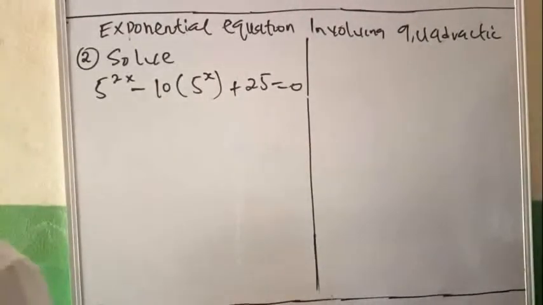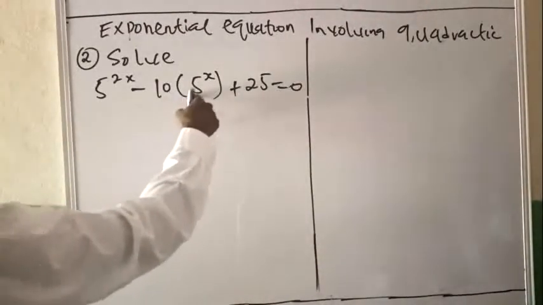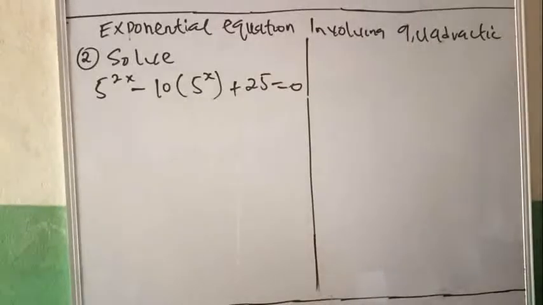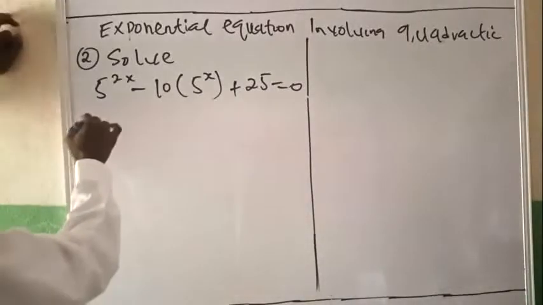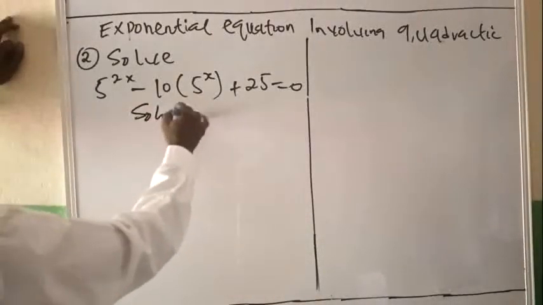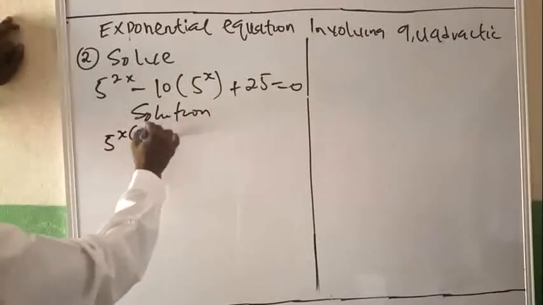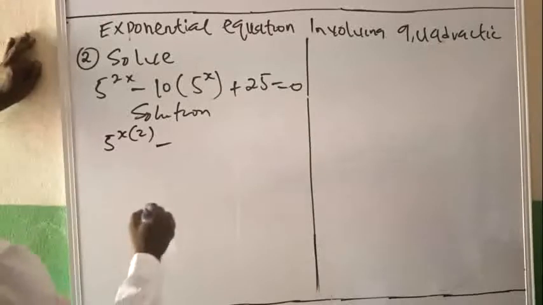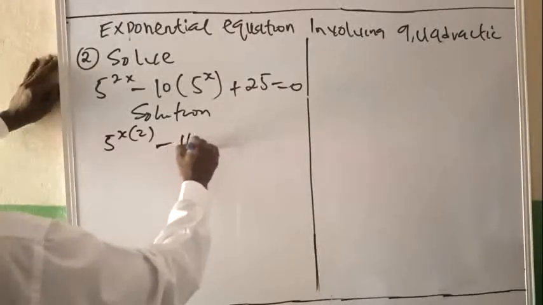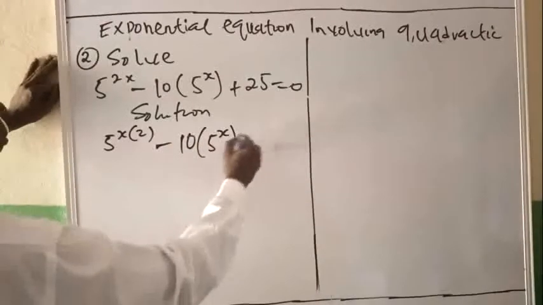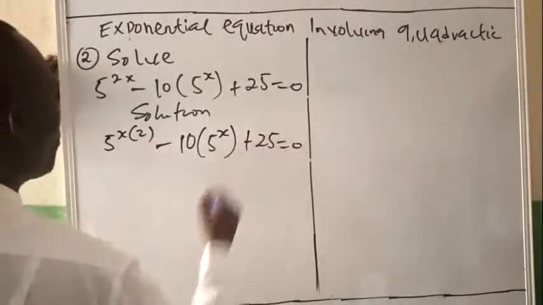Number two, we have 5 raised to the power of 2x minus 10 raised to the power of 5x plus 25 is equal to 0. Solution. 5 raised to the power of 2x is the same thing as 5 raised to the power of x, bracket 2, minus 10 raised to the power of 5x plus 25 is equal to 0.